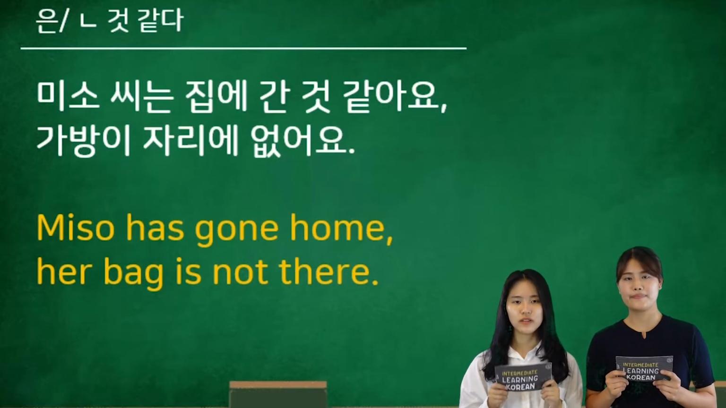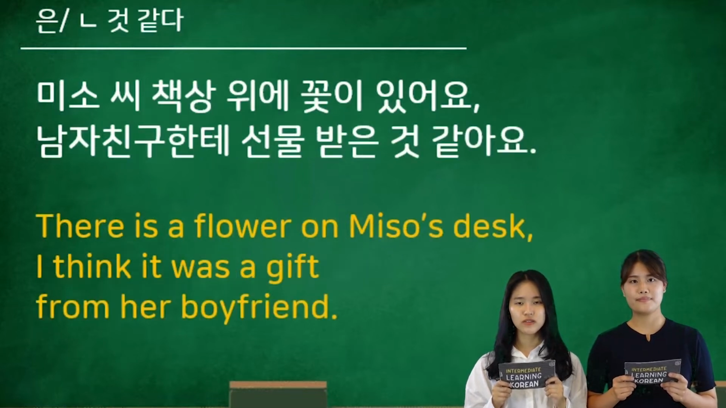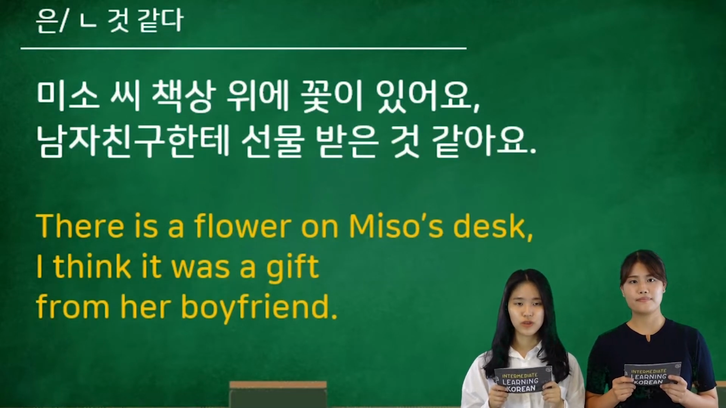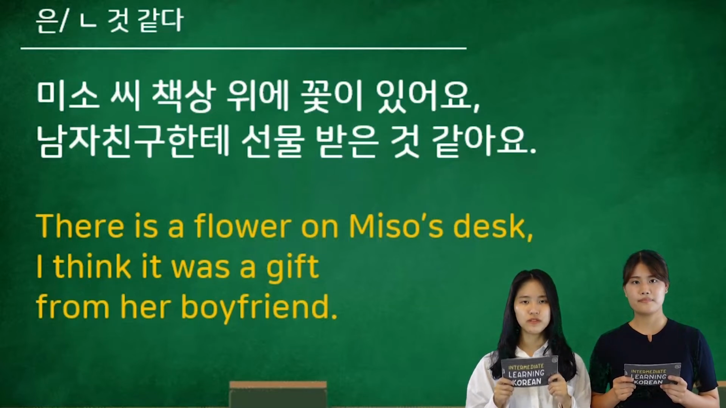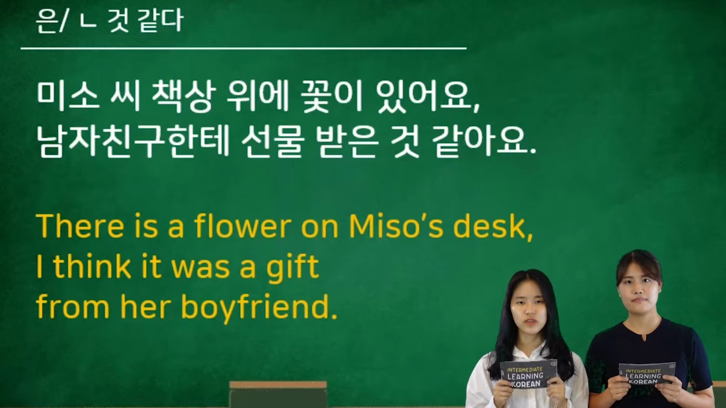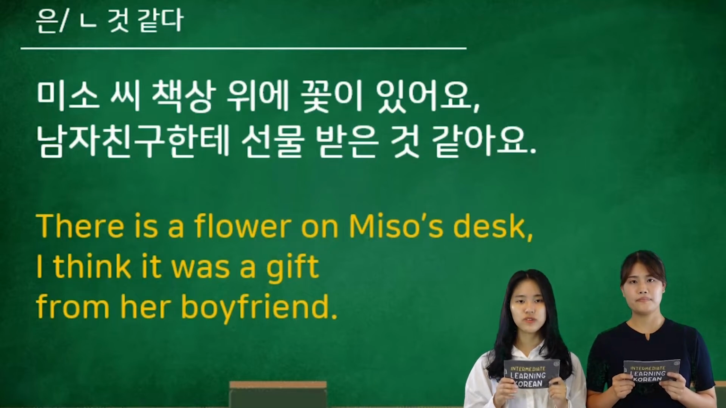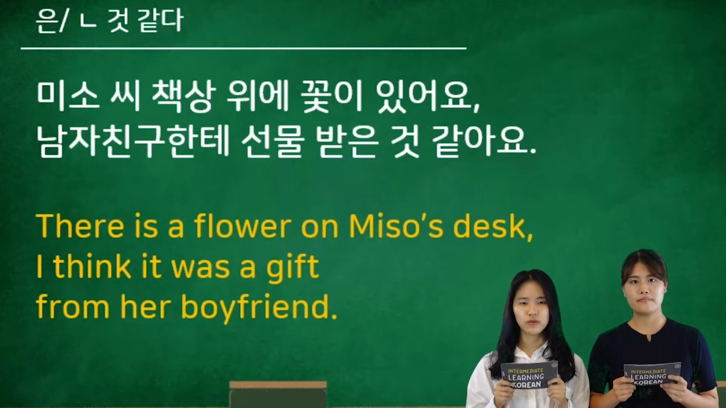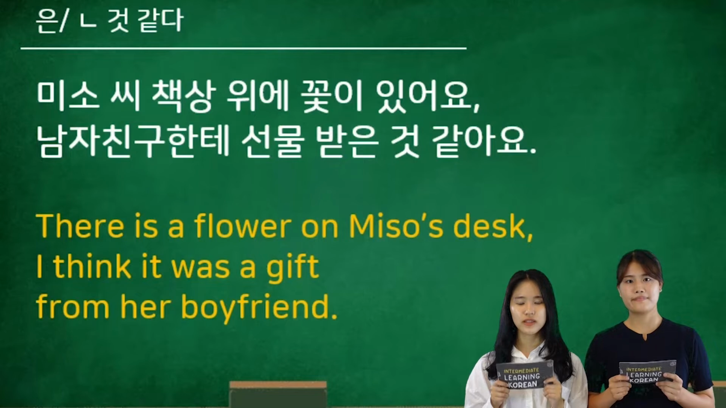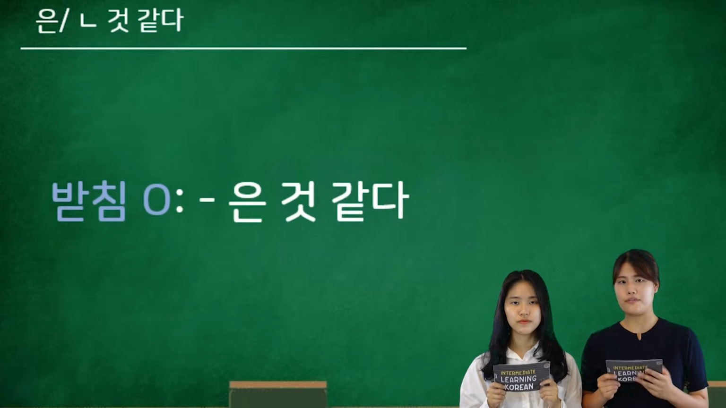Yes, let's look at another example. 미소 씨 책상 위에 꽃이 있어요. 남자친구한테 선물 받은 것 같아요. The meaning of this sentence is that there is a flower on Miso's desk. I think it was a gift from her boyfriend. Here, 책상 위에 꽃이 있어요 is the basis, and on the basis of this fact we guess and say 받은 것 같아요.